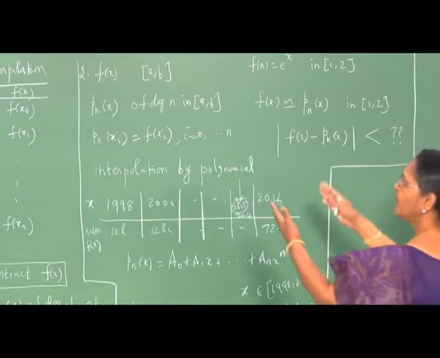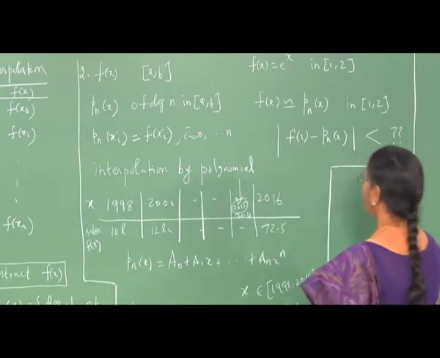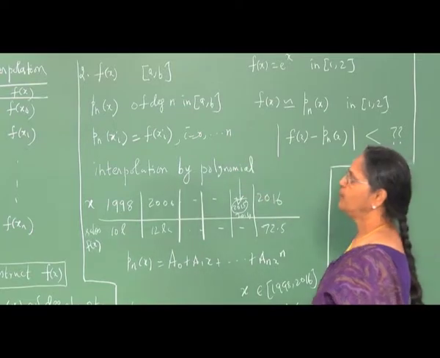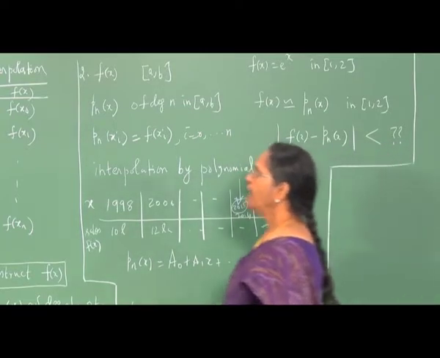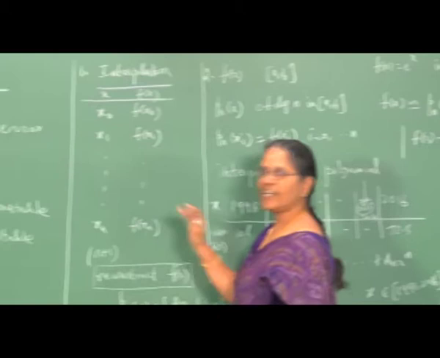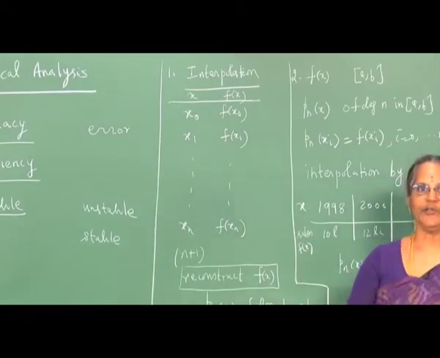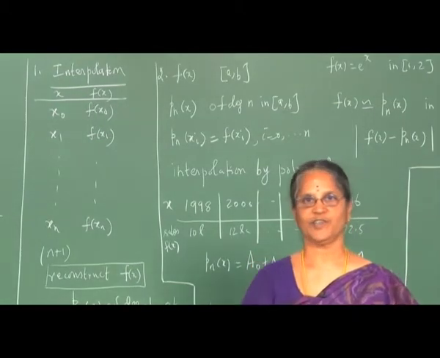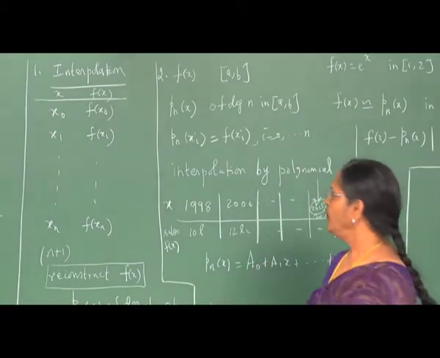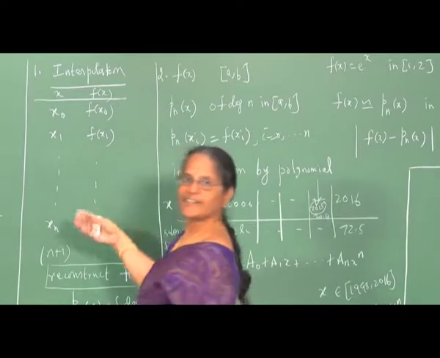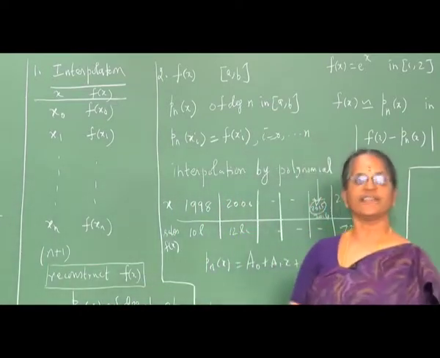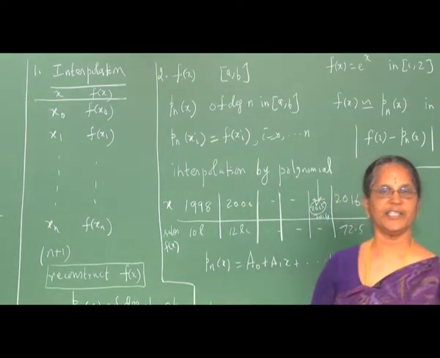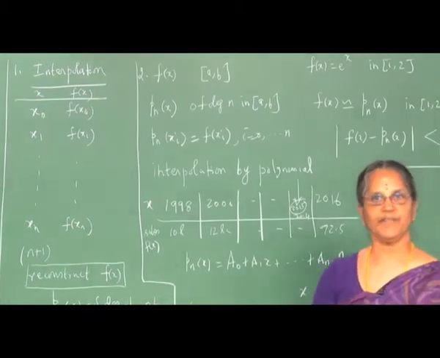Now, once we have constructed an interpolation polynomial, the natural question that comes to our mind is, okay, I am given a set of information like this, will I be able to get some information about the derivative of this function at any x which lies between x naught and xn? That is a question. Or the second derivative, the higher order derivatives.